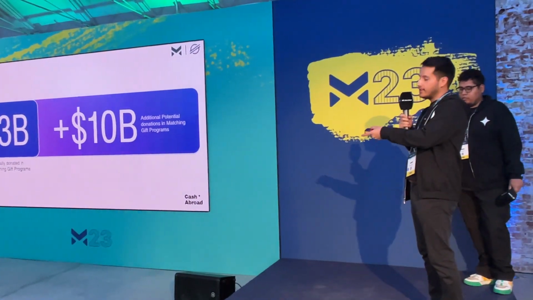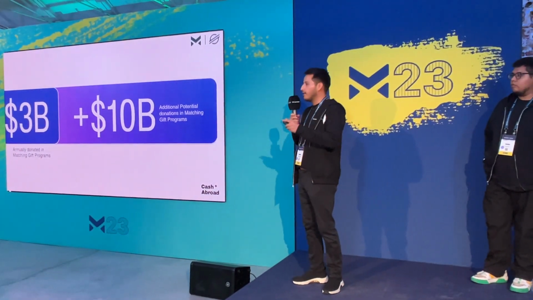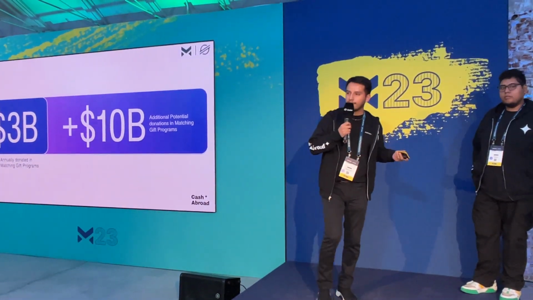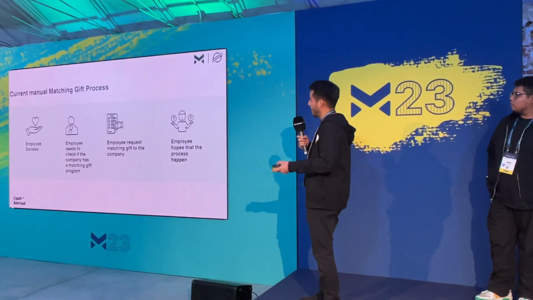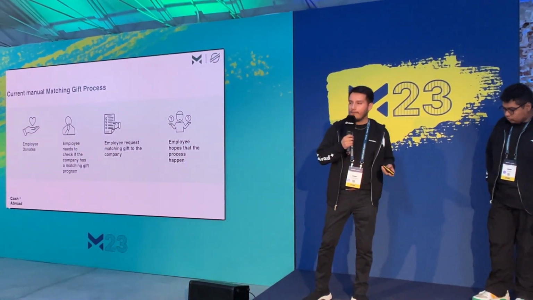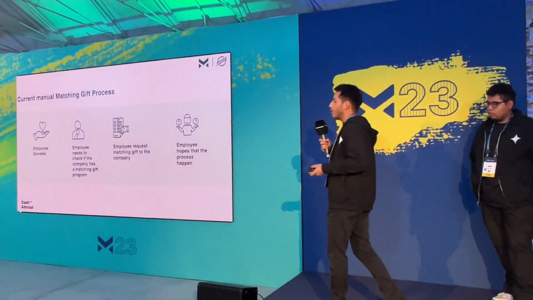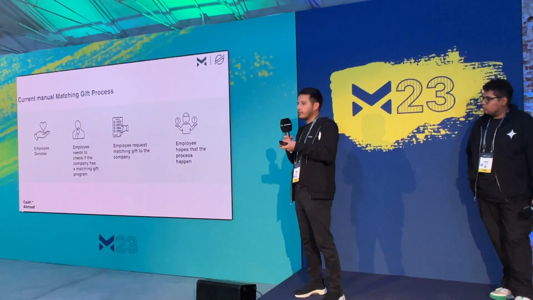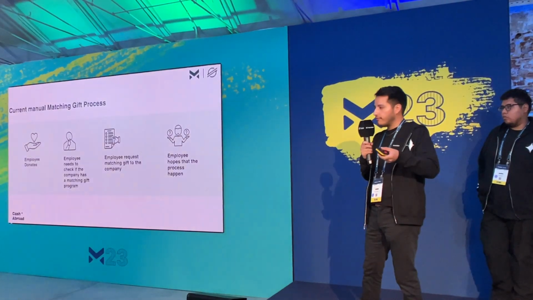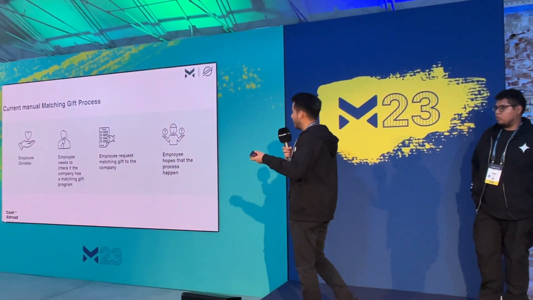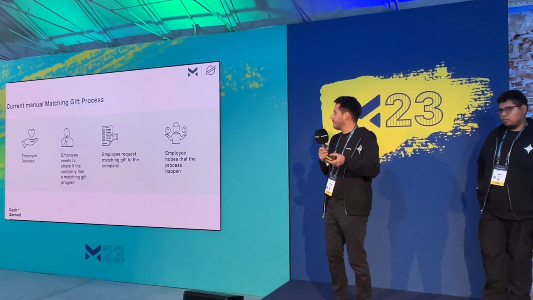Right now, charities are receiving $3 billion annually, but they are leaving on the table $10 million from unclaimed matching gifts. That means that the process didn't finish, and that is because it's very manual and there is a lack of transparency. So how does it work right now? First, an employee makes a donation. Then the employee needs to check manually if the company they work for offers matching gifts. If this is the scenario, then they need to fill out a form, and the form needs to be sent via email, and at the end, they hope the process ends. So it's not the case.